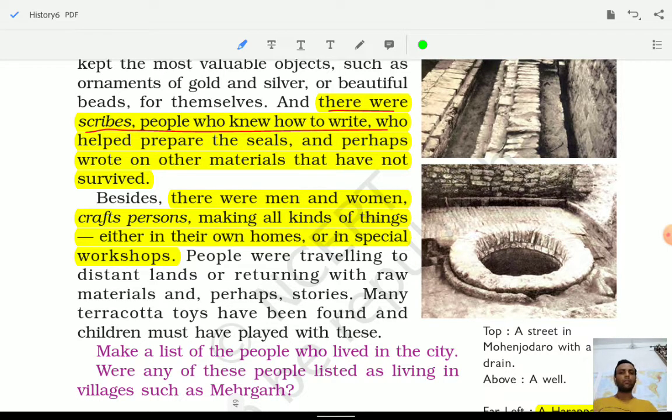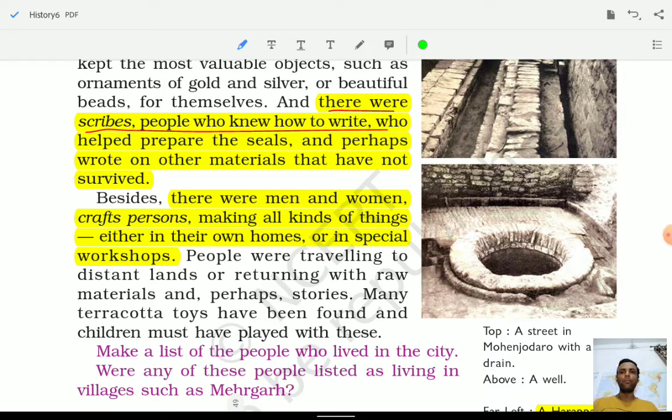Over time, they either got lost or stolen, or some kind of thing happened to them. That is why, but still there is a sufficient number of seals available, and the artifacts are available, right? There were men and women craftspersons. Now it is telling us what all types of people were living there. These are all probable things, we certainly cannot say, but definitely we can say that yes, there were people. And what type of people?